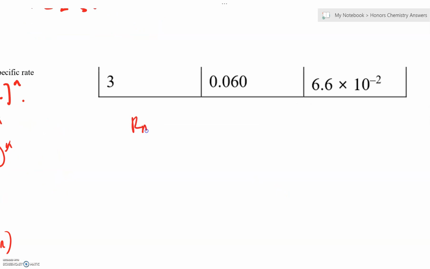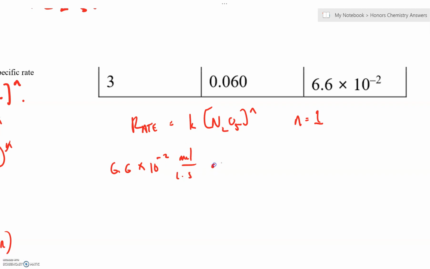So what we know is that rate is equal to K times the initial concentration of N2O5 raised to the N, where we know N is equal to 1. So let's plug this stuff in. For experiment 3, we have a rate of 6.6 times 10 to the negative 2 moles per liter per second. We're trying to solve for K, and we have an initial concentration of 0.06 moles per liter raised to the first power, which we don't even need.